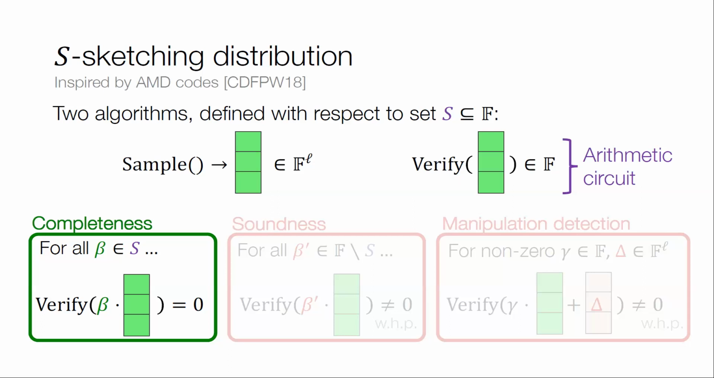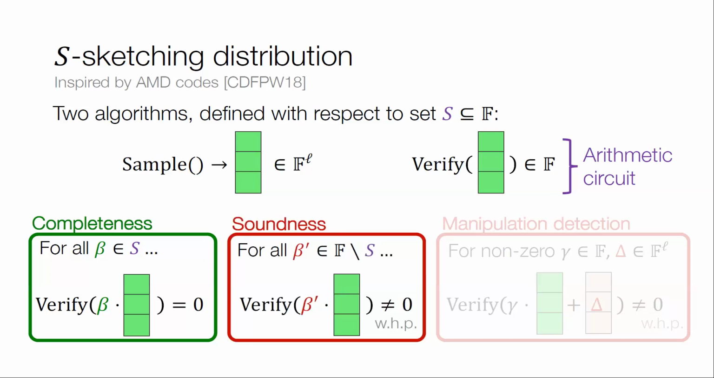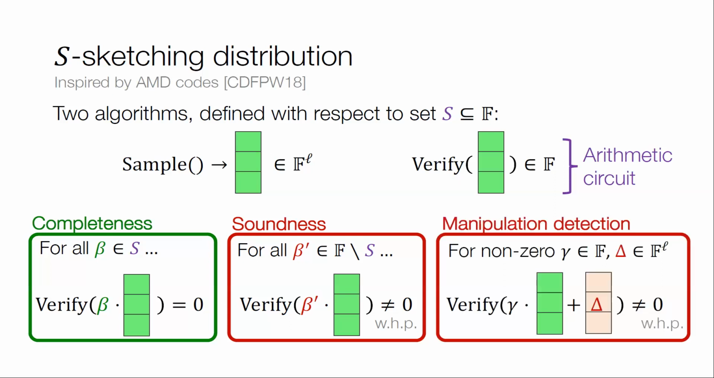The first is completeness. If you take a sample from this distribution and you scale it by some value beta in the set S, the verification will accept. So the verification accepts all samples that are scaled by some permitted value beta. Soundness says that if you scale by some non-permitted value beta, so some beta outside the set S, then verification should reject with high probability. And also, you shouldn't be able to shift any sample by an additive offset. If you take a sample and you add some garbage to it, the verification algorithm should also reject with high probability.